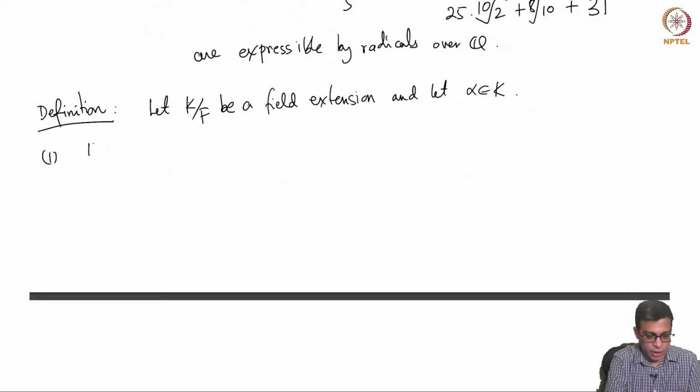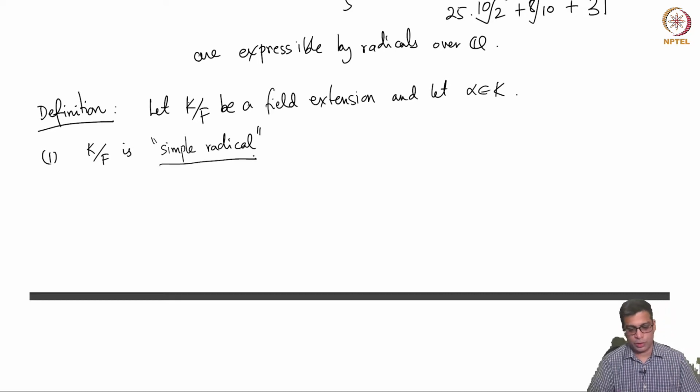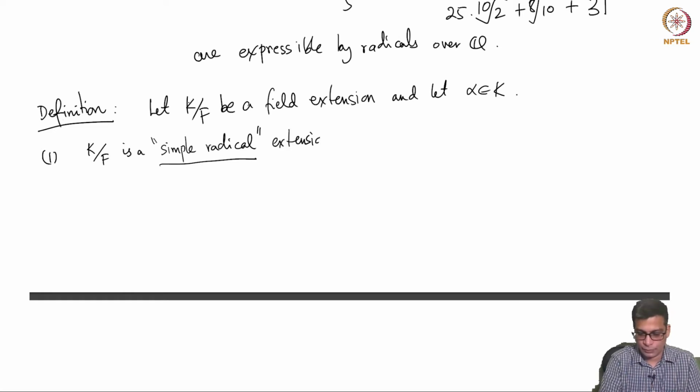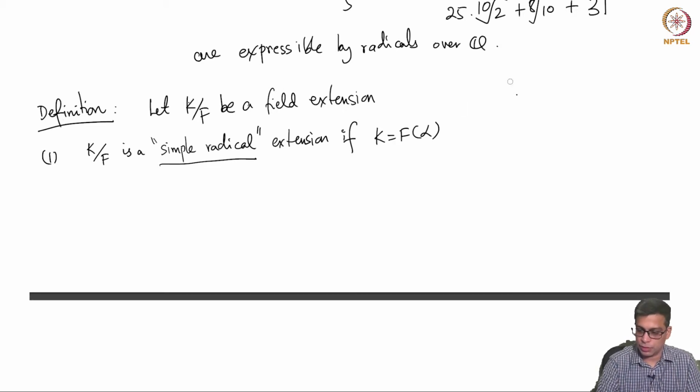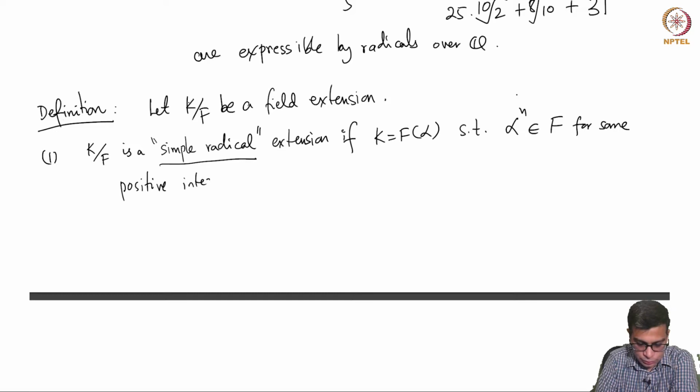But in order to do that, let me give you these definitions. Simple radical. So, this is the terminology. The extension is a simple radical extension if K equals F alpha. Okay. So, let me not fix alpha here. I am starting with an arbitrary field extension. If K equals F alpha such that alpha power n is in F for some positive integer n.